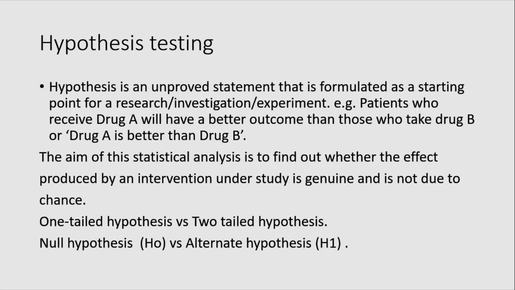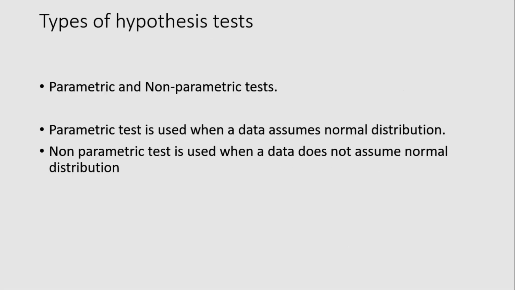So under null hypothesis, we are trying to say that there is no difference between drug A and drug B. That is what your null hypothesis will be. Then your alternate hypothesis will be that there is a difference between the outcome of people that take drug A and drug B. So that is for alternate hypothesis.